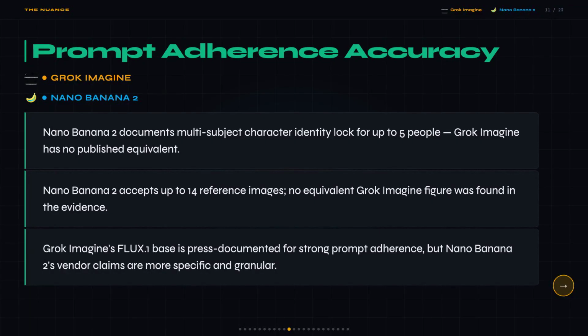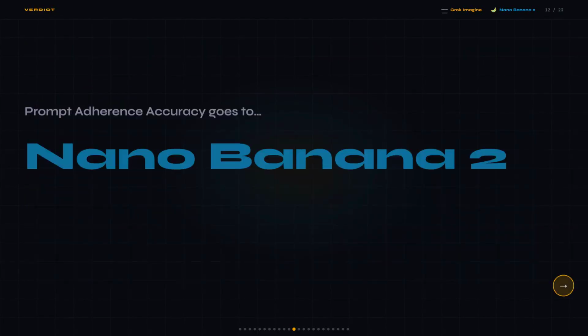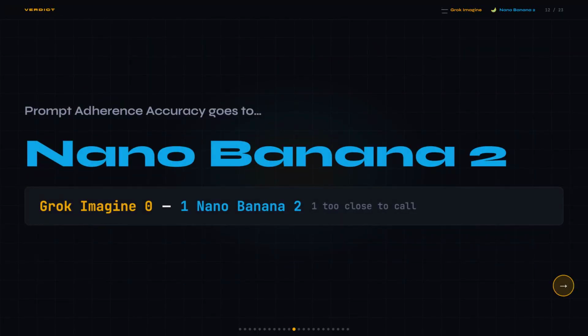Grok Imagine supports prompts up to around 1,000 characters per press sources, which is solid for complex layered descriptions. And if your prompts are single subject and straightforward, the Flux.1 base is probably more than enough for what you need. Nano Banana 2 takes test 2, and honestly, I was expecting this one to be closer.